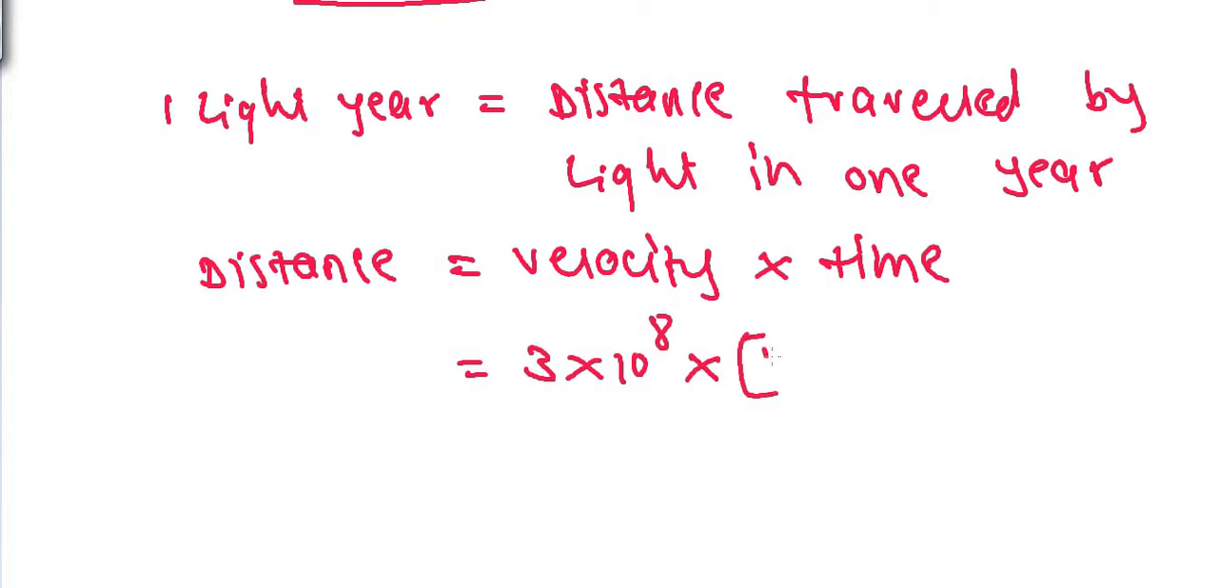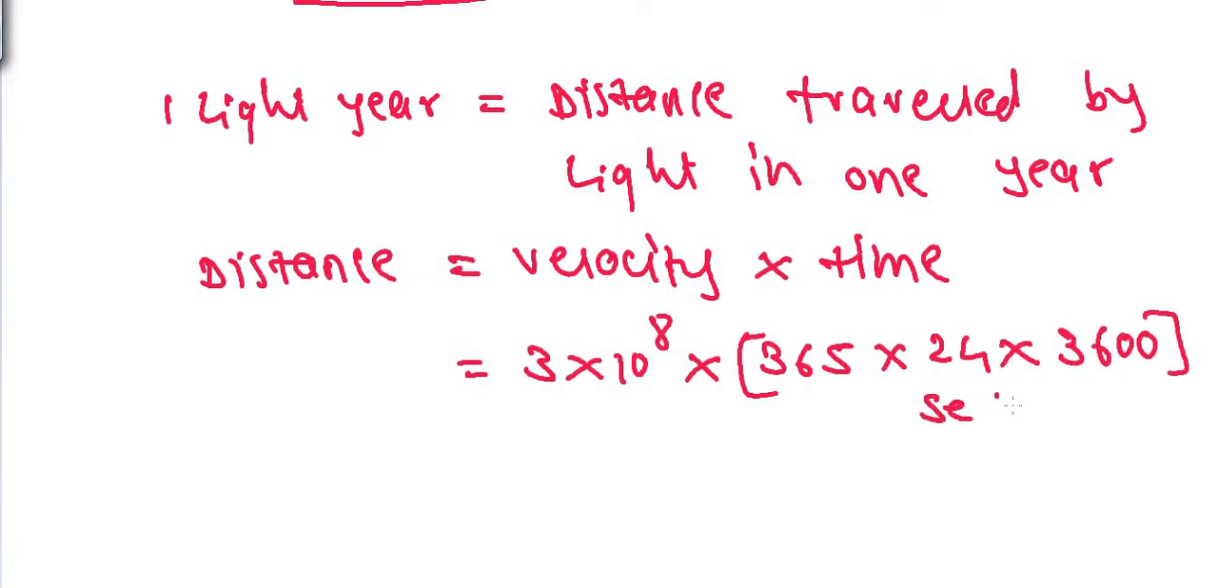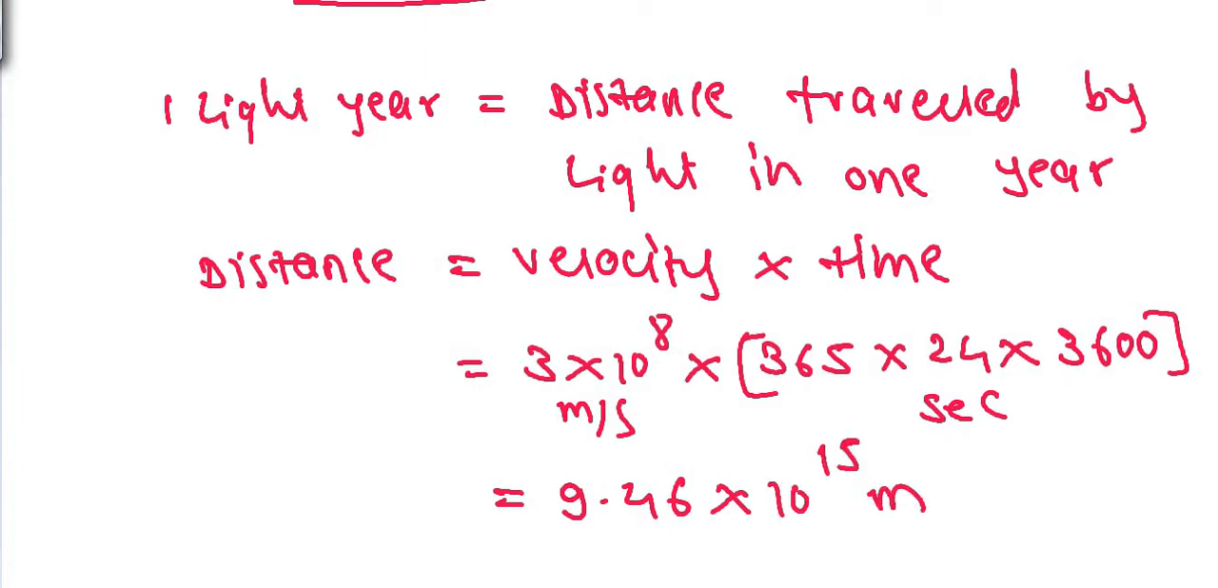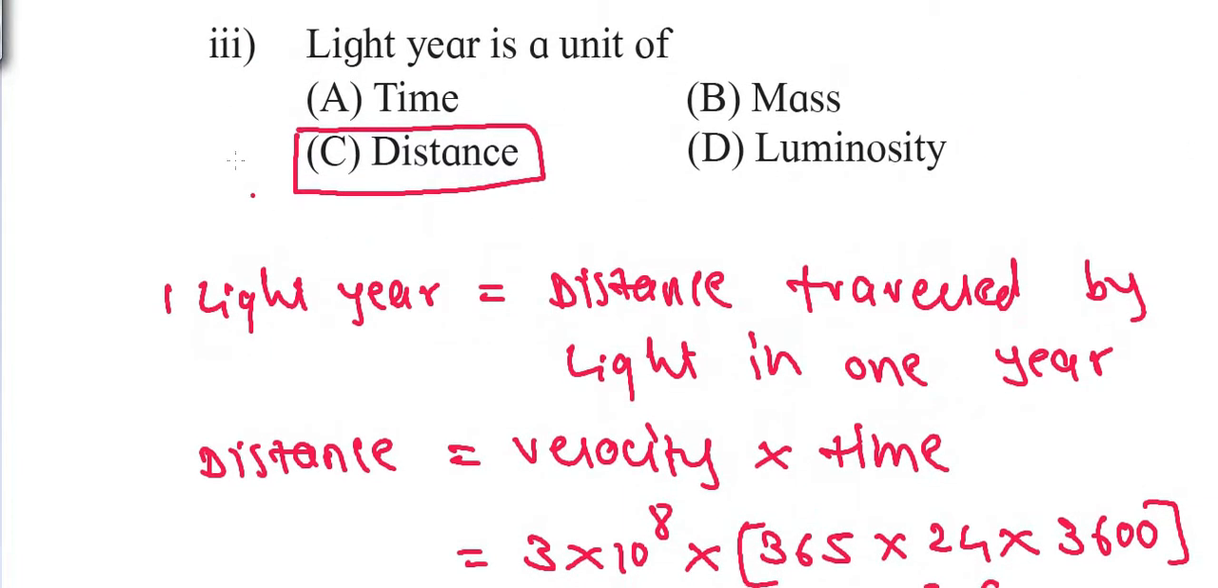Time 1 year. In a year there are 365 days. In 1 day there are 24 hours, and in 1 hour there are 3600 seconds. So these are seconds and this is in meter per second. If we calculate this, then we get that 1 light year is equal to 9.46 into 10 raised to 15 meter, and therefore the correct option is distance.